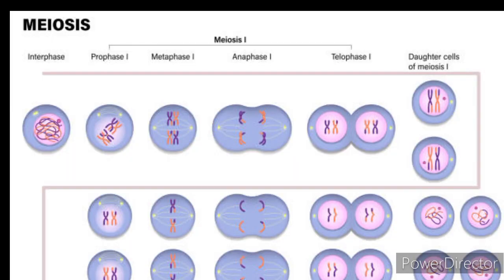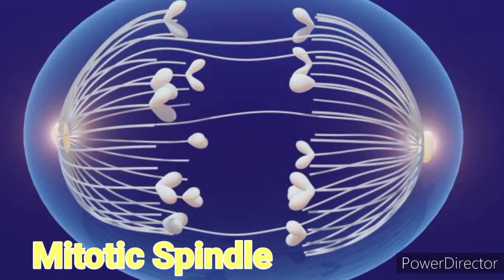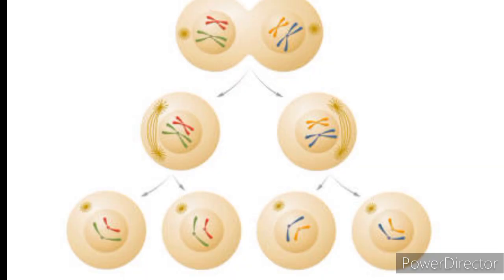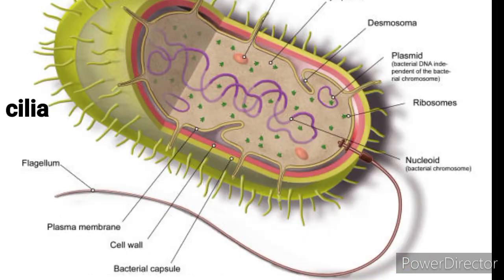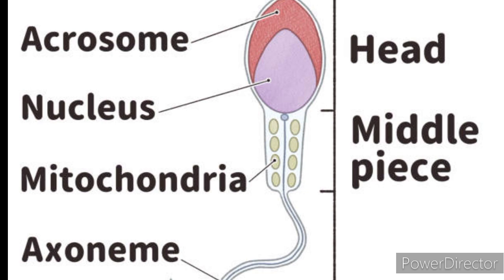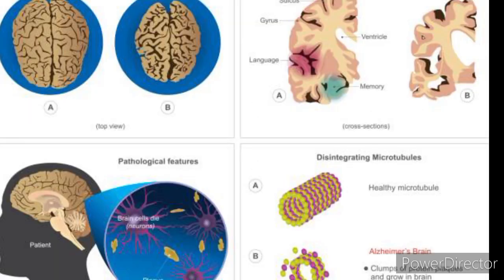Cell division. Microtubules play a pivotal role in cell division, mitosis and meiosis. They form the mitotic spindle, aiding in the separation and distribution of chromosomes to daughter cells. Cell motility. Structures like cilia and flagella are made up of microtubules. These organelles are involved in cell motility, such as the movement of sperm cells or the propulsion of certain types of cells. Role in diseases.